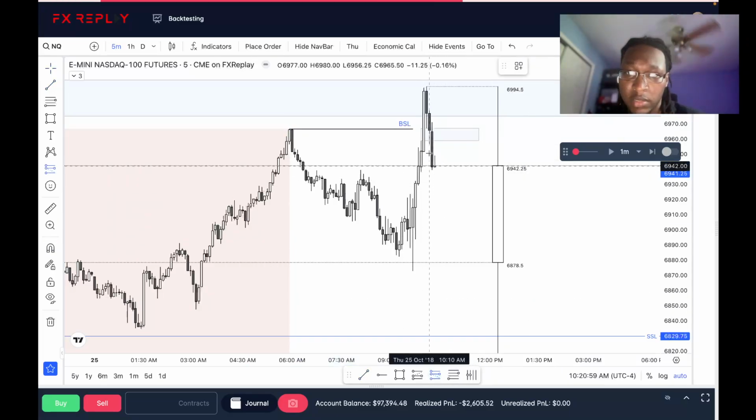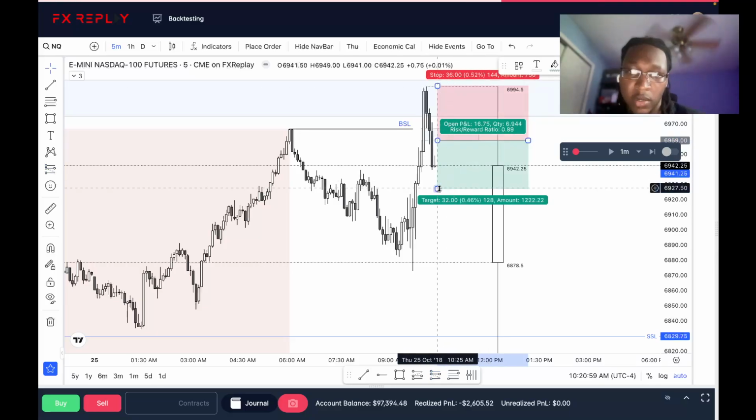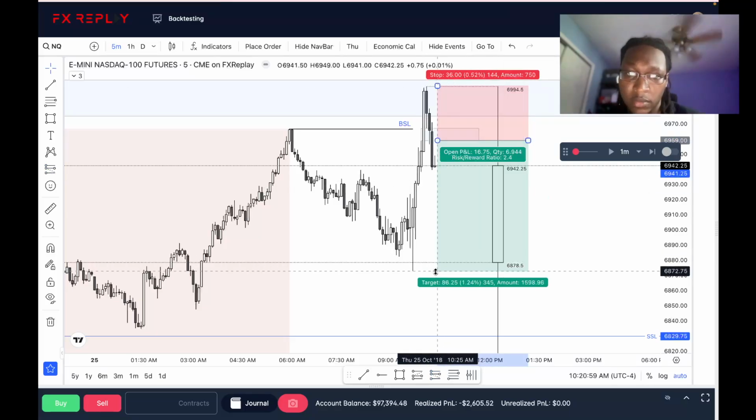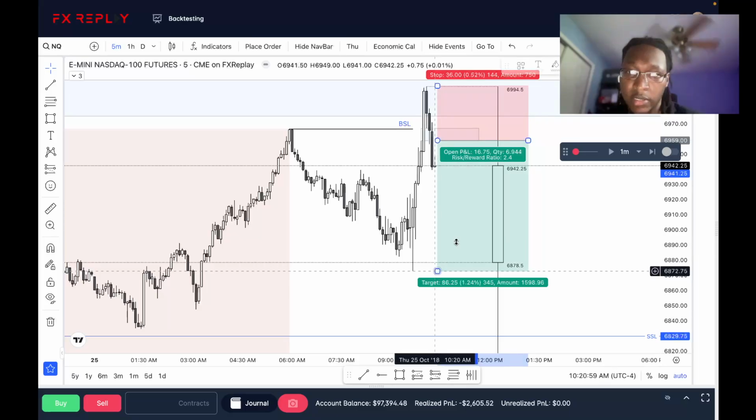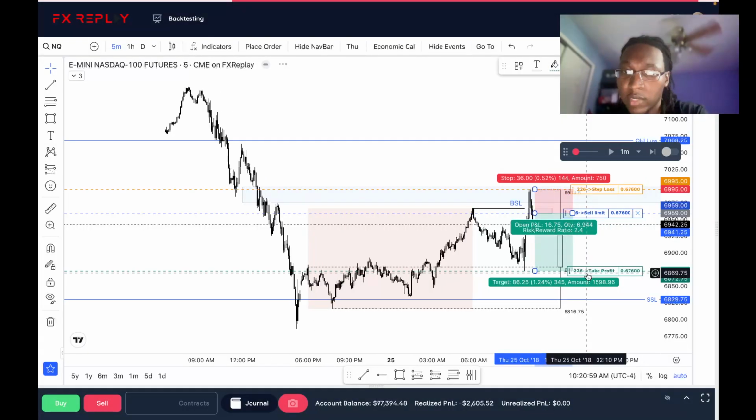I want to take this sell setup right here. Stops above the high. Targeting 1 to 2, 1 to 3. So I'll go right here to these lows. Place the order. Go 0.5%. Save. Zoom out a little bit.